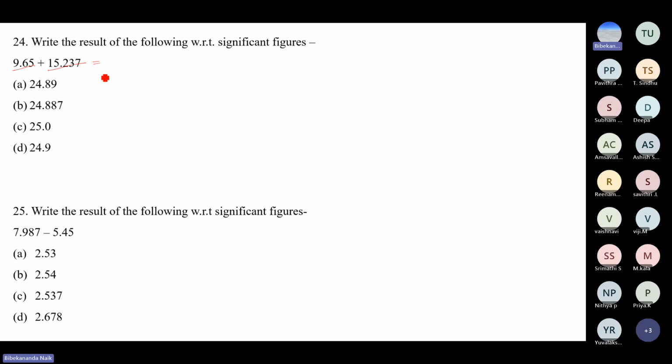The question says write the result of the following with respect to significant figures. So we will add 9.65 and 15.237, and we have to consider the number of significant figures in the answer, because in these answers you can see there are different numbers of significant figures. You need to identify which of them is correct. I'll give you 1 or 2 minutes and then I will solve it.